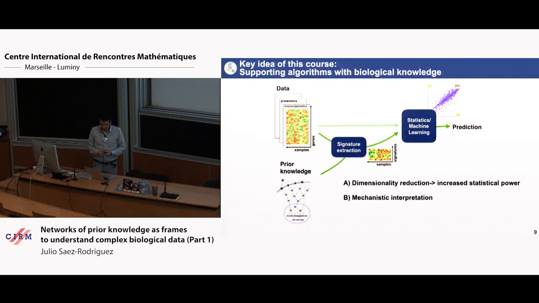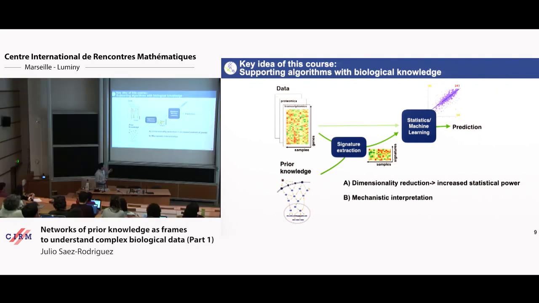So this is one reason to try to use different types of biological knowledge, like networks, or more generically, things that we know about biology, to help this approach. And the idea is that instead of trying to look at 20,000 genes or thousands of proteins or hundreds of metabolites, whatever you measure, you try to extract from these large data sets a smaller number of features. This can be different signatures that I will discuss later. That is then what you can input into your statistics and machine learning model.